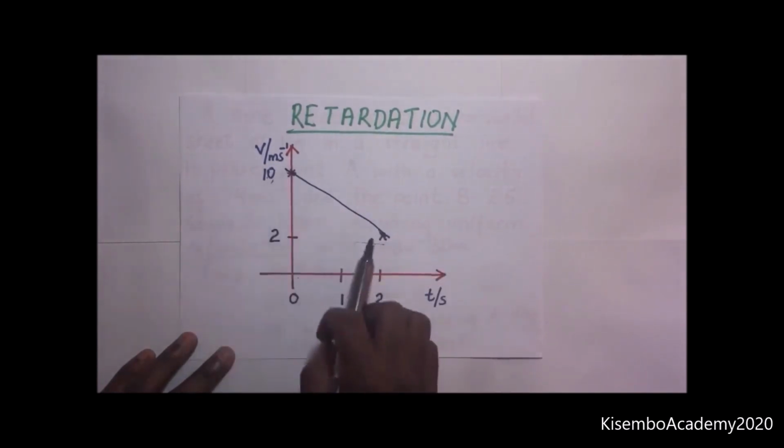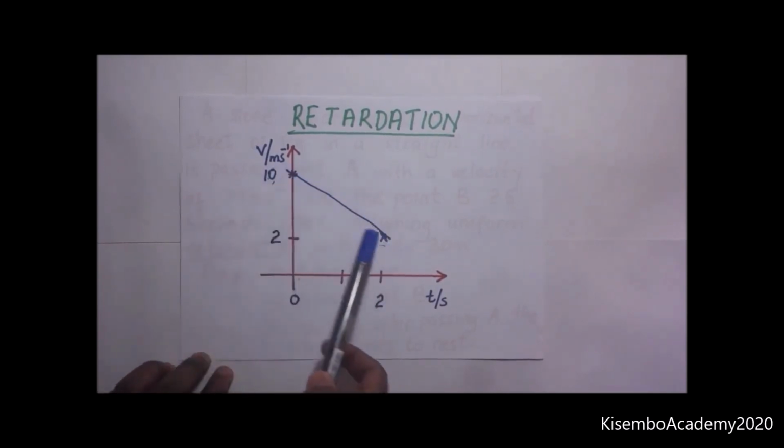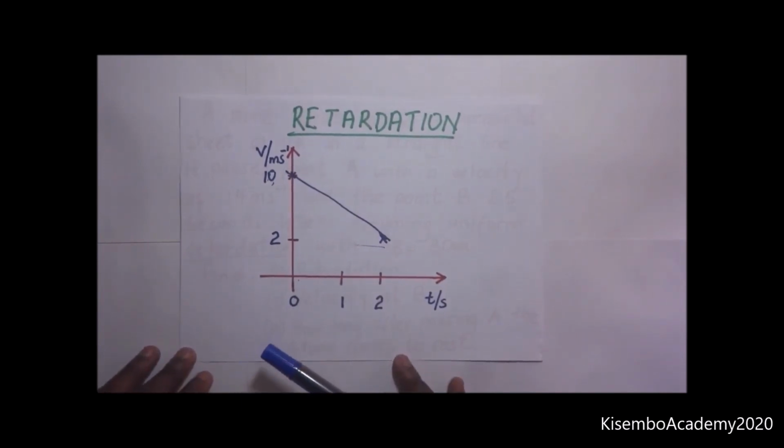It moved from 10 to 2. So if you have to look at that graph, this graph will give us a negative slope. By definition, we know that acceleration is the rate of change of velocity. When the rate of change of velocity is increasing, it means that the velocity time graph is going to give you a positive gradient. But if the rate of change of velocity is reducing, it means that you're going to have a retardation, or you're going to have deceleration. And since this is going to give us a negative slope, it means that it is negative acceleration.